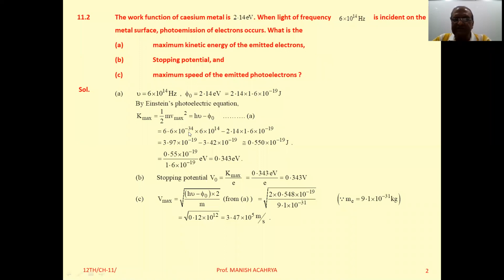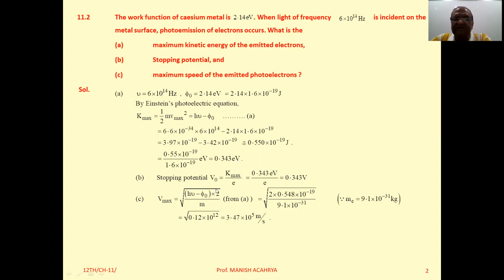So h 6.6 into 10 raised to minus 34, nu, that is 6 into 10 raised to 14, minus phi0. Here substitute the value of phi0 in terms of joule and then solve this one. You will get answer in terms of joule. Then divide that answer, which is in terms of joule, by 1.6 into 10 raised to minus 19 and you will get the maximum kinetic energy in terms of electron volt. Clear?